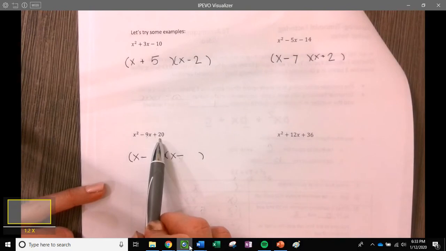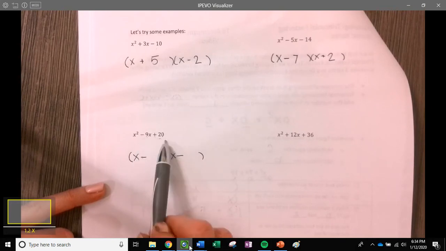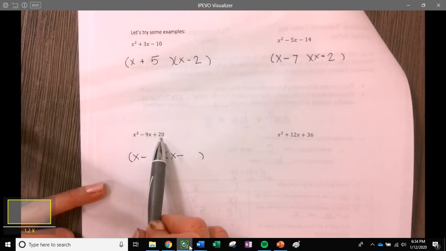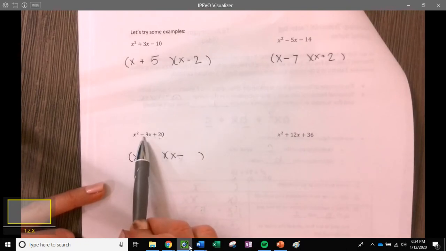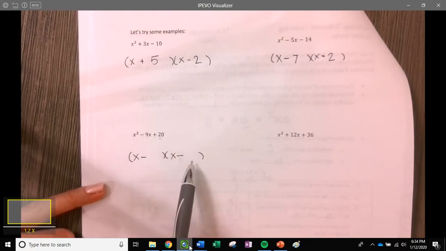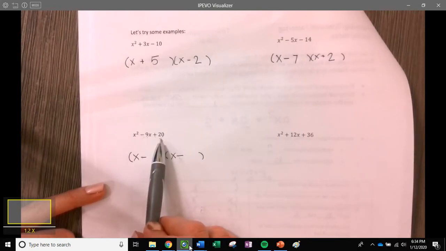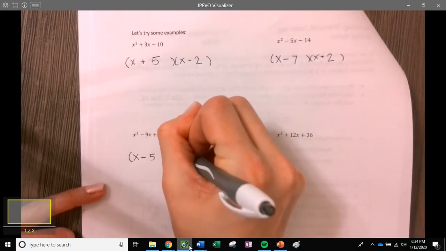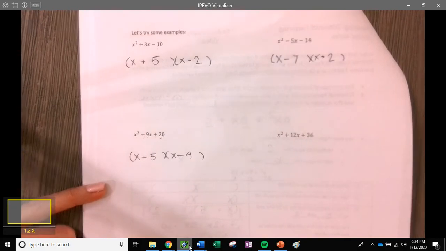20 and 1, yes, but negative 20 and negative 1 is not going to make negative 9. 10 and 2, yes. Negative 10 times negative 2 will make positive 20, but we can't get that to make negative 9. So how about 5 and 4? Negative 5 times negative 4 will make positive 20. Negative 5 plus negative 4 makes negative 9.